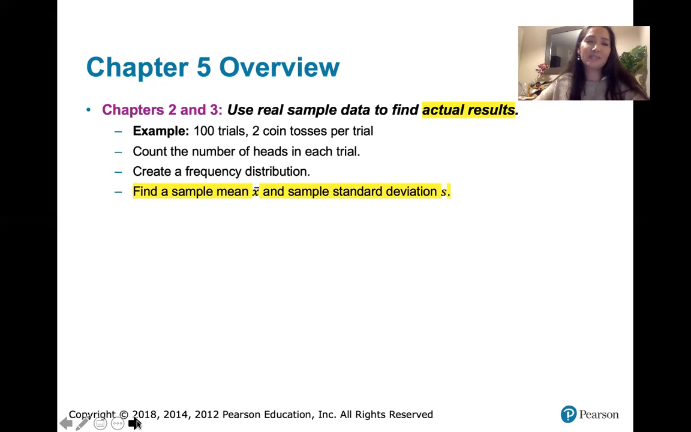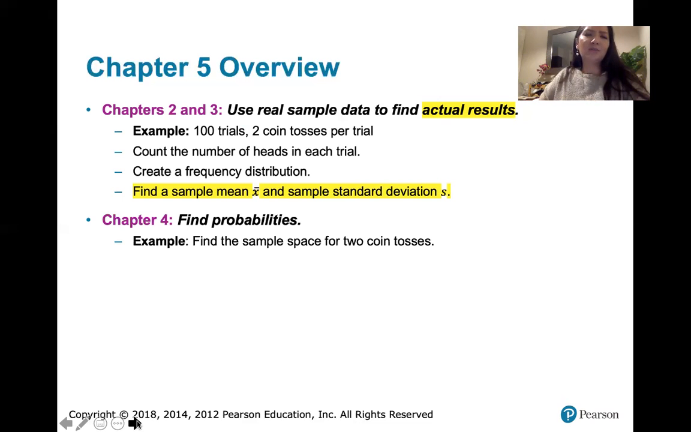And then you create a frequency distribution. Once you have that frequency distribution, you can find a sample mean and a sample standard deviation using the formulas that we talked about in Chapter 3. Now in Chapter 4, we talked about finding probabilities. So let's say rather than doing 100 trials of this experiment where you're tossing a coin twice, we said, okay, in theory, what are the possible outcomes for the number of heads you can get if you toss a coin twice? So first what we would do is we'd find the sample space for 2 coin tosses.